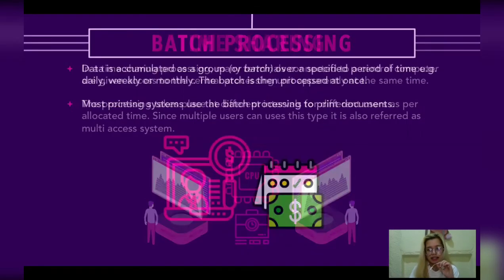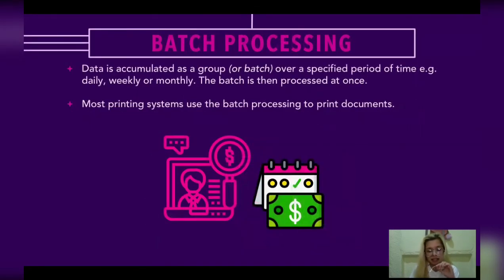So the next one is batch processing. Data is accumulated as a group or batch over a specified period of time, for example, daily, weekly, or monthly. The batch is then processed at once. For example, in a payroll processing system, employees' details concerning the number of hours worked, rate of pay, and other details are collected for a period of time, say one month. These details are then used to process the payment for the duration worked. Most printing systems use batch processing to print documents.